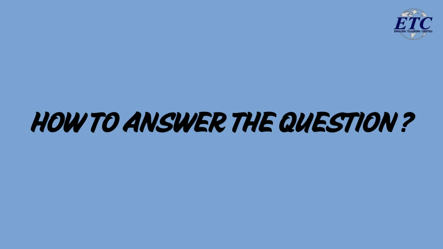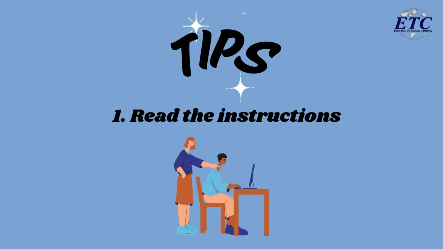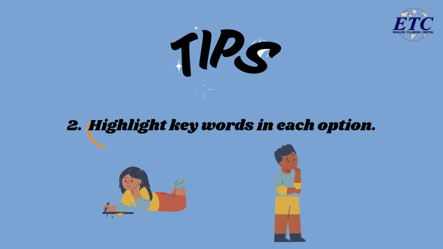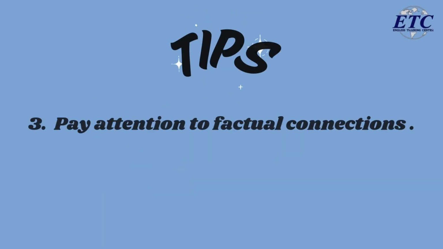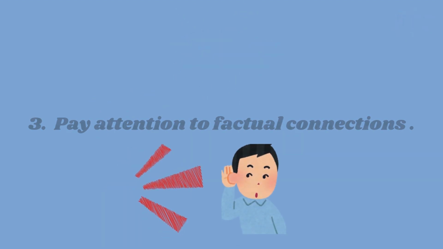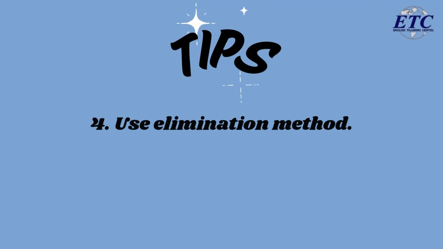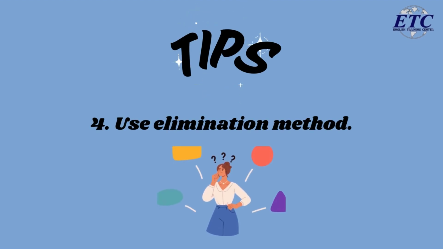How to answer the question? Here are some quick tips to tackle these questions successfully. First, read the instructions carefully to understand what you need to write. Underline or highlight keywords in each option and prepare yourself for synonyms and paraphrase words in the audio. Pay attention to factual connections in the listening passage. Eliminate incorrect options as you go along to improve accuracy.